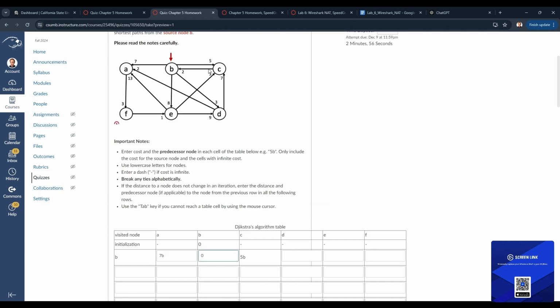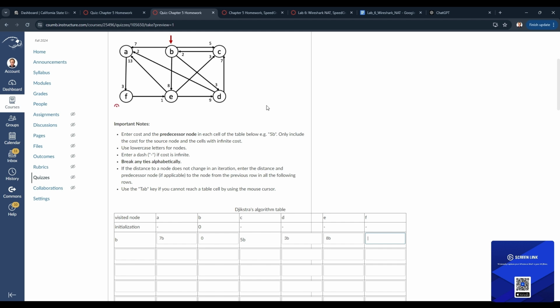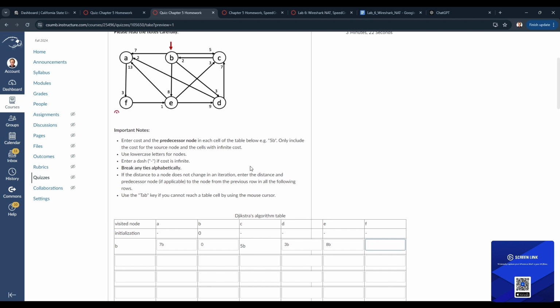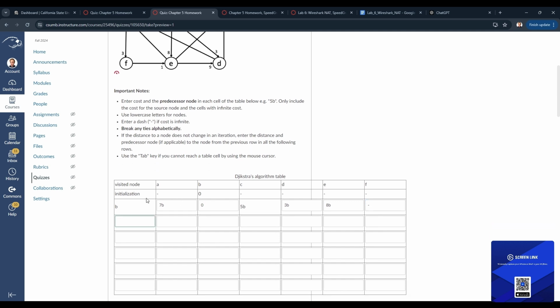To get to C, the cost is going to be 5, and the predecessor node is going to be B, so moving from B to C. D is going to be 3, and the predecessor node is B, so 3B. E, where's E? That's going to be 8B. And then F, it looks like we can't get to F yet, so enter a dash since the cost is infinite, so I'll do that.